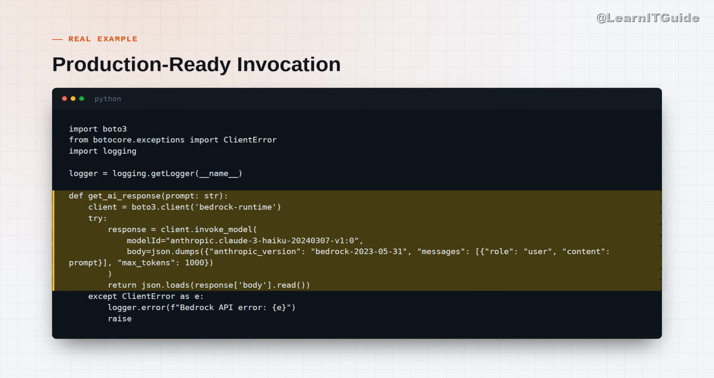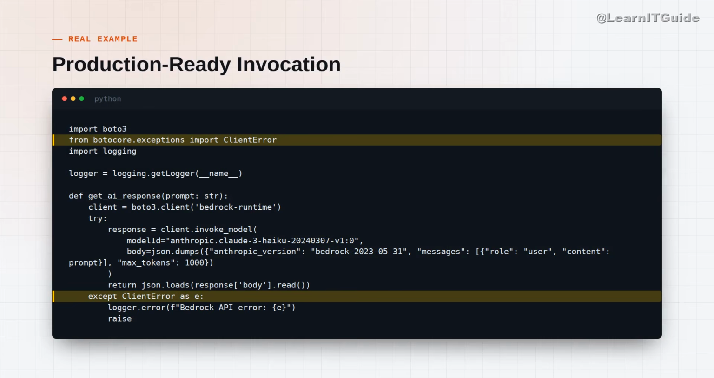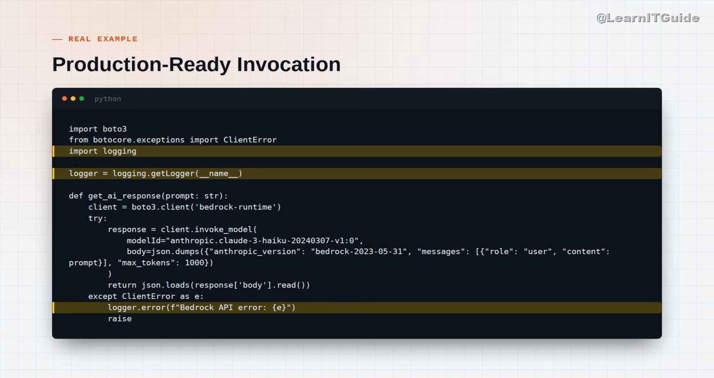This is what a senior engineer would write. We wrap the call in a function with error handling. We use the client error exception to catch specific AWS API failures. We also use a logger, which is vital for debugging production environments.